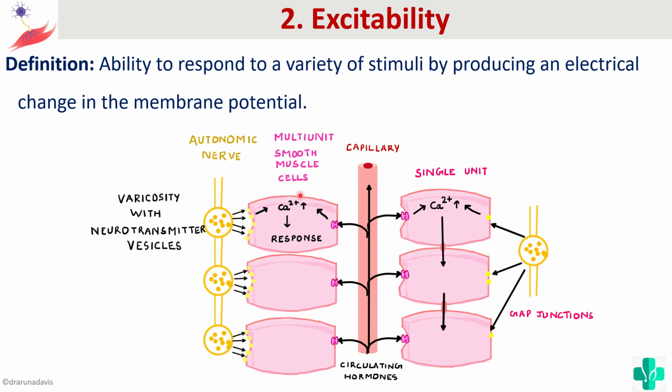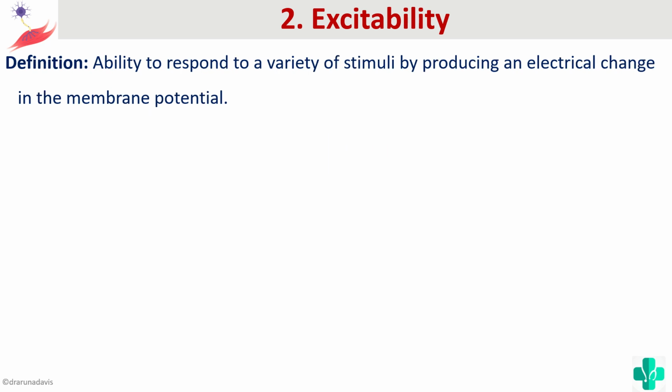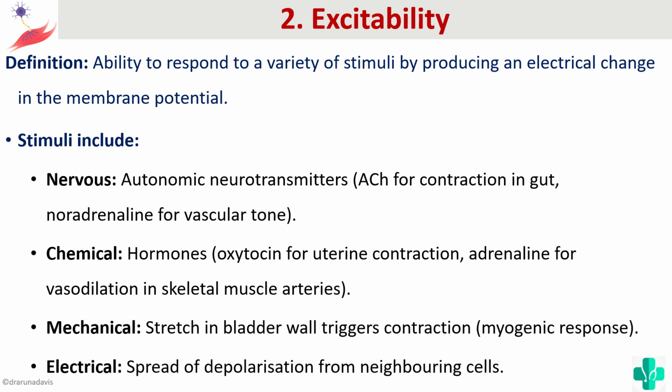So smooth muscles can be excited by various stimuli. It can be the nervous stimuli, it can be circulating hormones, chemicals, or even stretch of the muscle can produce a response in smooth muscles. So the stimuli include nervous, chemical, mechanical, as well as electrical. All these different types of stimuli can produce a response in smooth muscle.